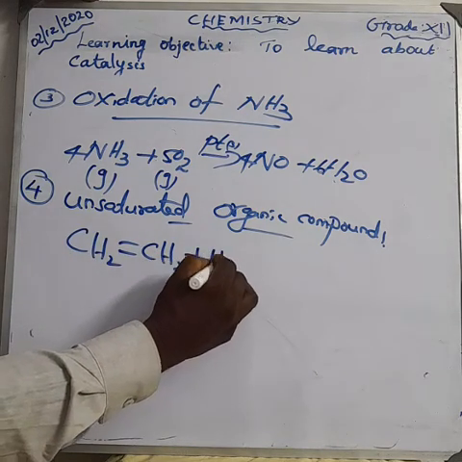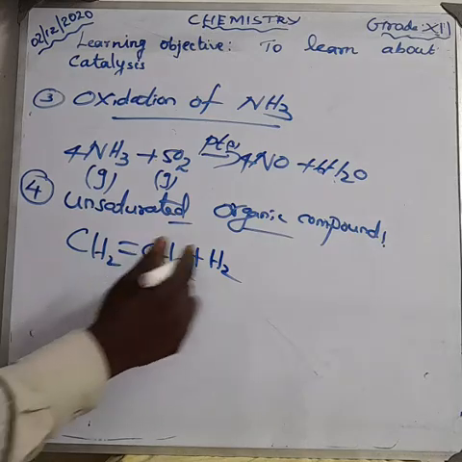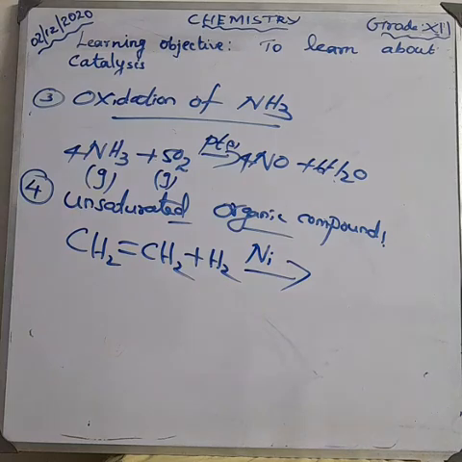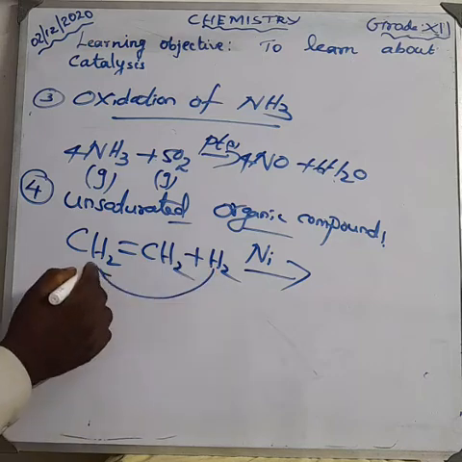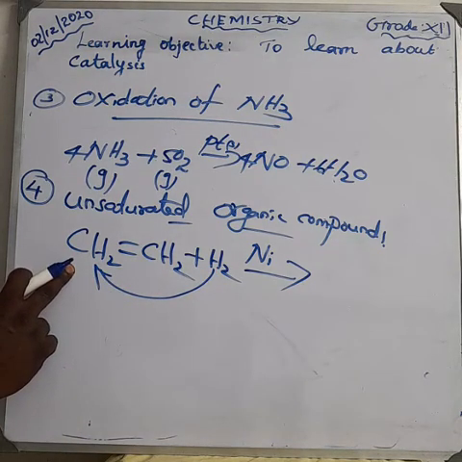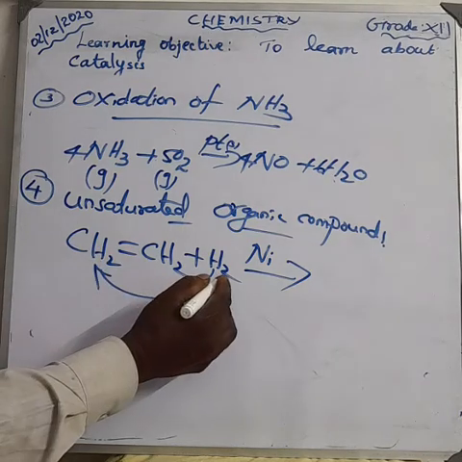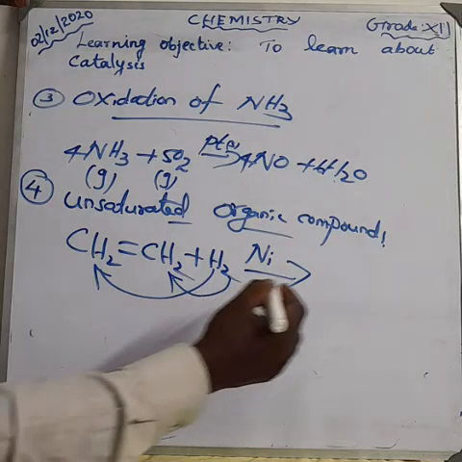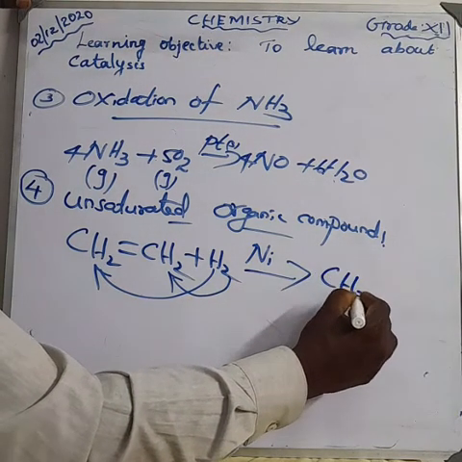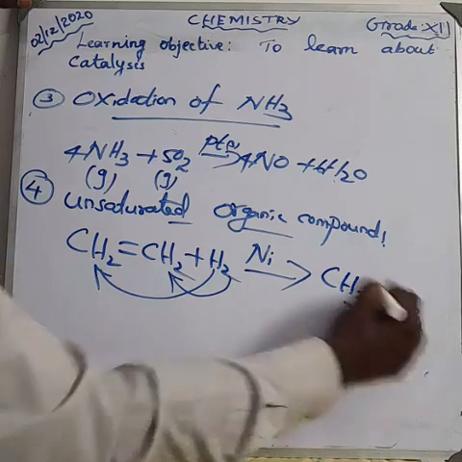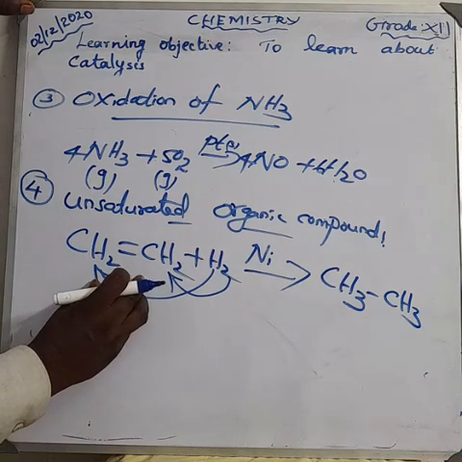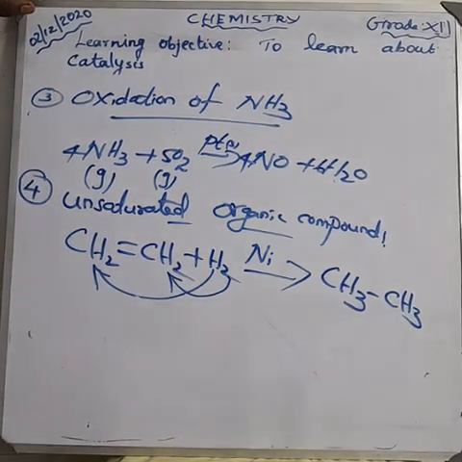Ethylene reacts with hydrogen in the presence of nickel acting as a catalyst. So hydrogen is attaching here. One of the hydrogens attached here, CH2 is converted into CH3, and another hydrogen also like that. CH2 is converted into CH3. So what is the product? CH3 single bond CH3. So the double bond is converted into a single bond. This is an unsaturated organic compound. This is a saturated organic compound.